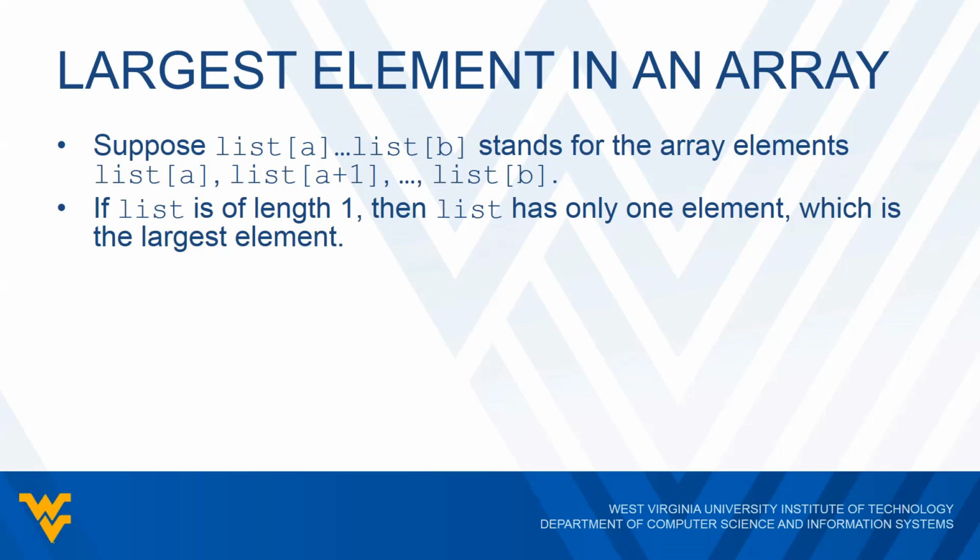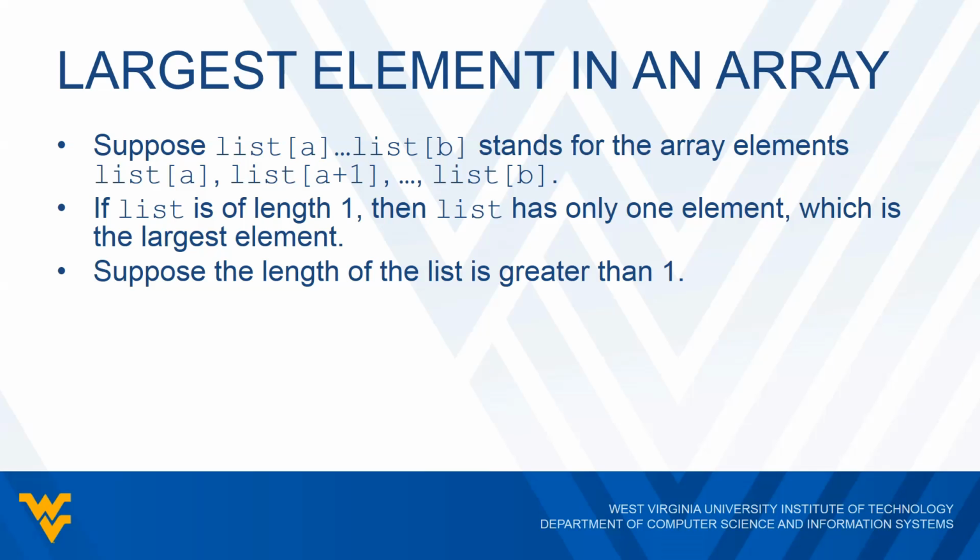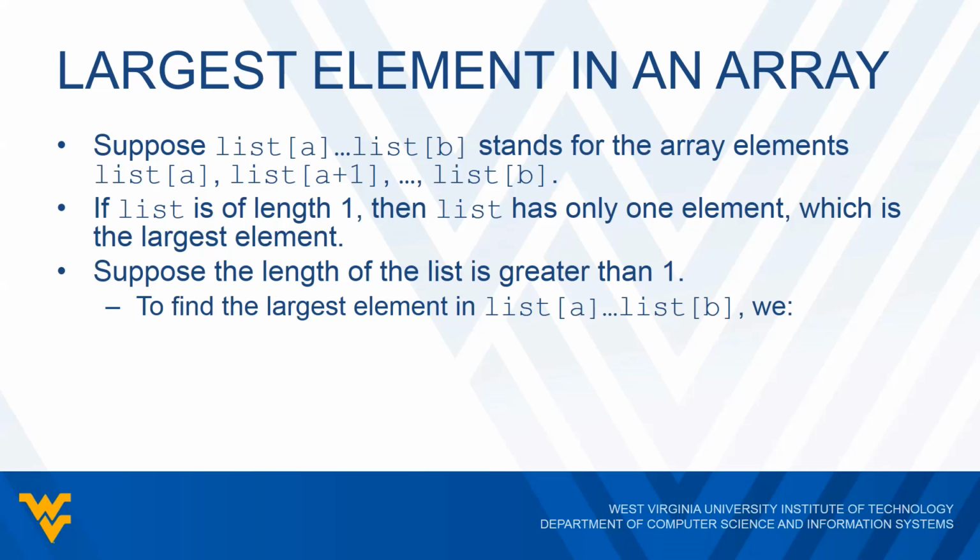Now let's suppose that the length of the list is greater than 1. So how do we find the largest element? We're going to try to come up with a recursive approach. Well, let's say we want to find the largest element in list[a] to list[b].